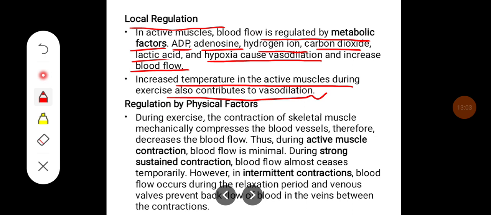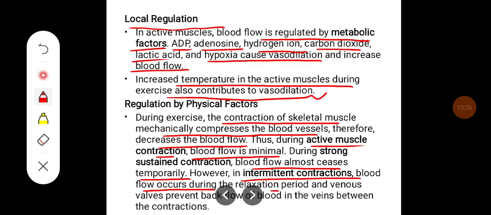Regulation by some of the physical factors. During exercise, the contraction of the skeletal muscle mechanically compresses the blood vessels, therefore decreasing the blood flow. Thus, during active muscle contraction, the blood flow is minimal, and during strong sustained contraction, blood flow almost ceases temporarily. However, in intermittent contractions, blood flow occurs during the relaxation period, and venous valves prevent backflow of the blood in the veins between the contractions.